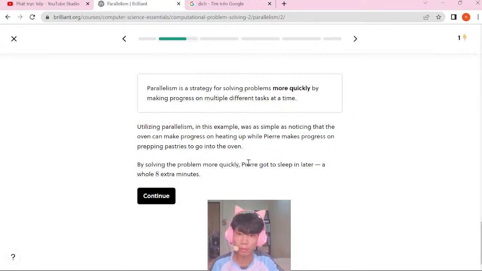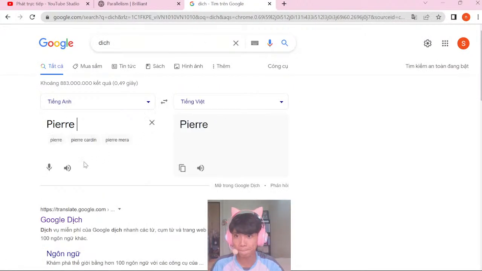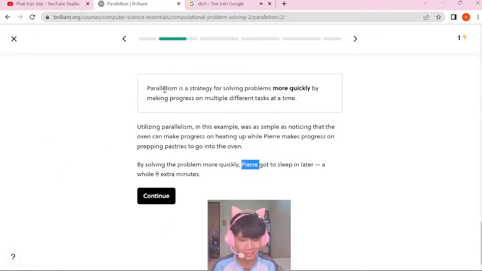By solving the problem more quickly, Priya got to sleep in later, a whole 8 extra minutes. Oh, I understand. So I understand what the problem is here. Pierre has 60 minutes before opening a bakery, and in that 60 minutes he needs to prepare 300 croissants, and by utilizing parallelism he can get 8 extra minutes to sleep.